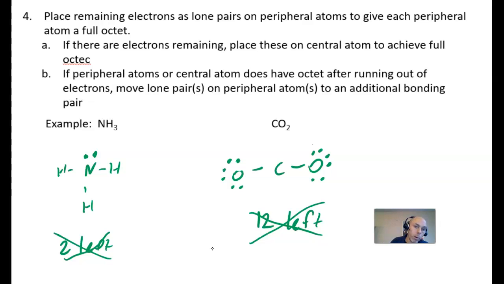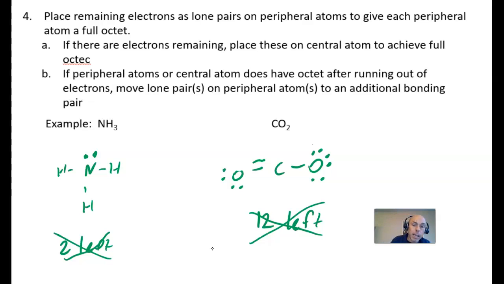So now we go to 4b. If after running out of electrons, the peripheral atom or the central atom does not have an octet, then we move lone pairs from the peripheral atom to an additional bonding pair. Let's acknowledge that the peripheral atoms, the oxygens, do have an octet, but carbon in the middle does not. That's a problem. We need carbon to have an octet. So what we're about to do is move a lone pair from one of the oxygens to an additional bond. So I'm going to erase these top 2 dots and turn them into a second bond.